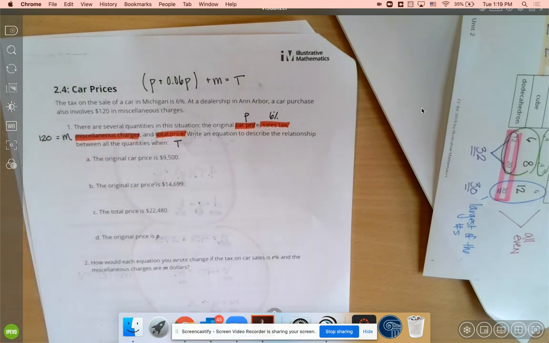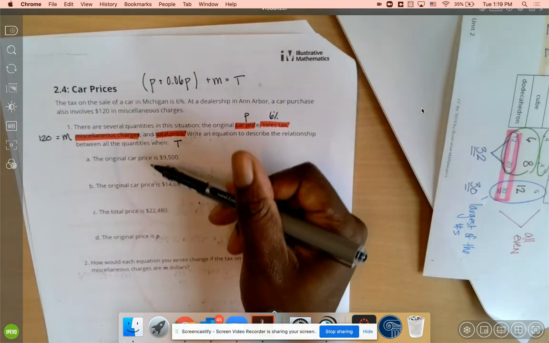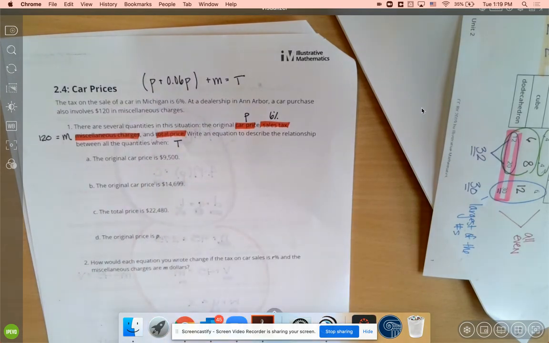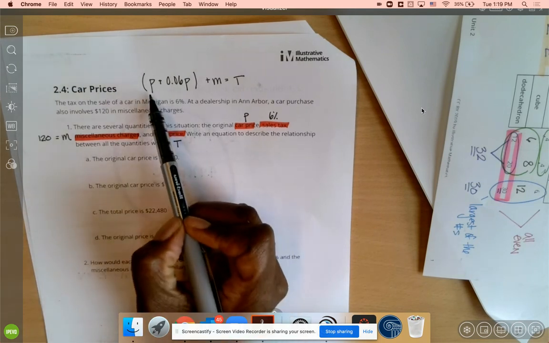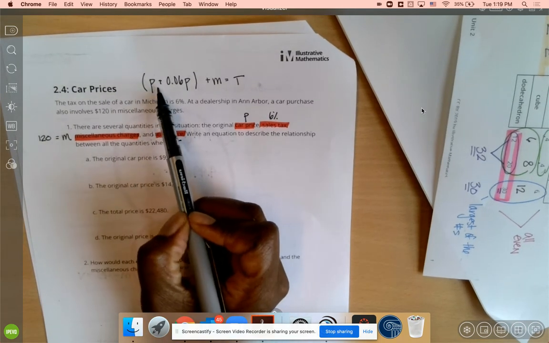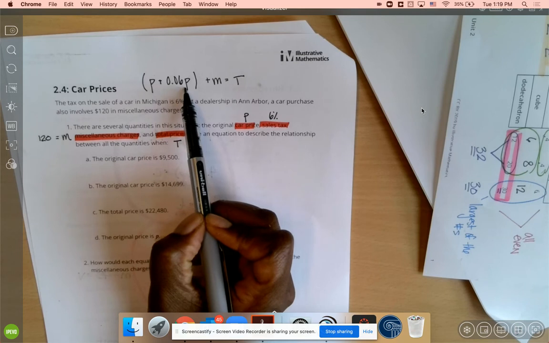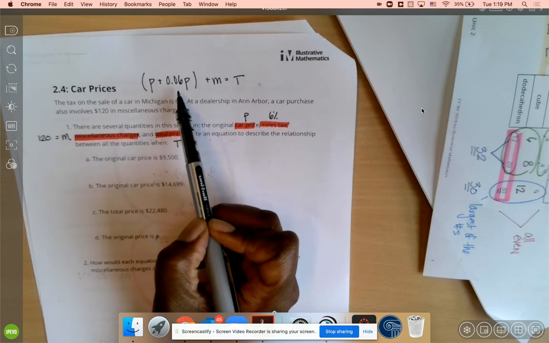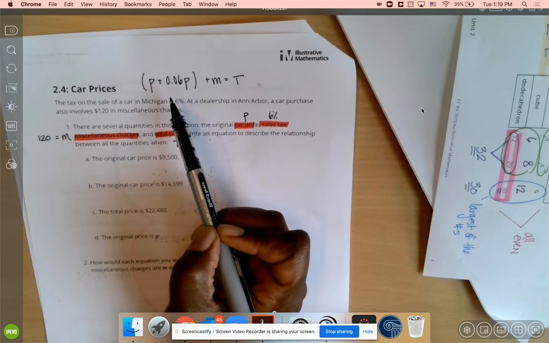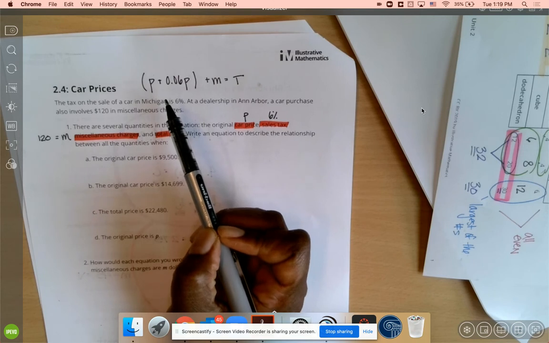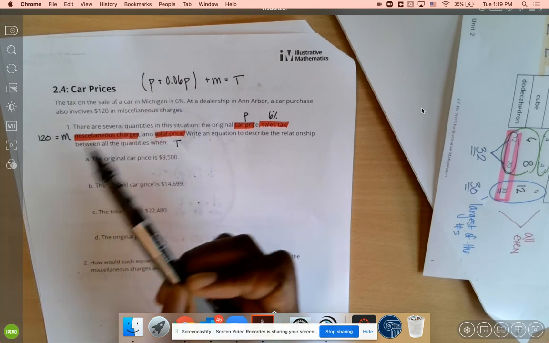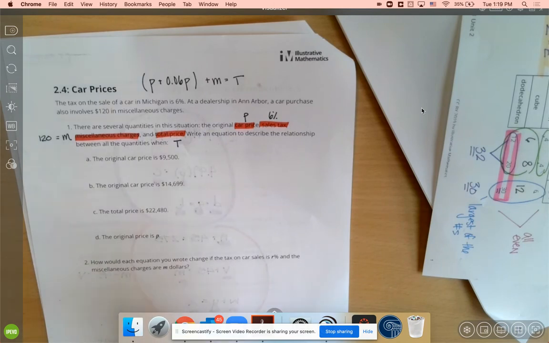Before I started answering the specific questions, I thought about how all of those different values relate. So I could say the price of the car plus the 6% tax. And remember, when you're calculating in percent, you have to convert either to a decimal or fraction equivalent. You can't actually calculate 6% in percentage.